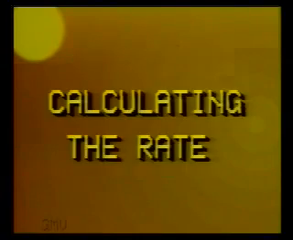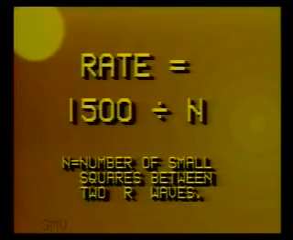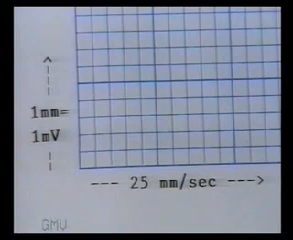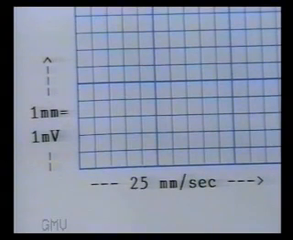Now we come to the second section on interpretation of PQRST patterns. Calculation of the heart rate. The heart rate is calculated by measuring the number of small squares between two successive R waves. 1500 divided by this number gives us the heart rate per minute. The standard ECG paper runs at a rate of 25 millimeters per second. So each small square represents 0.04 seconds and each large square represents 0.2 seconds, and 1500 small squares represent 1 minute.